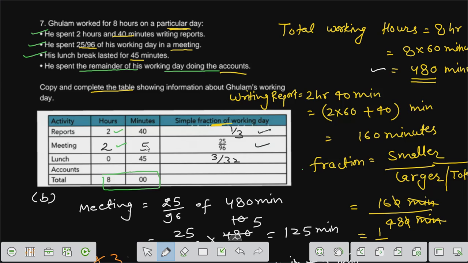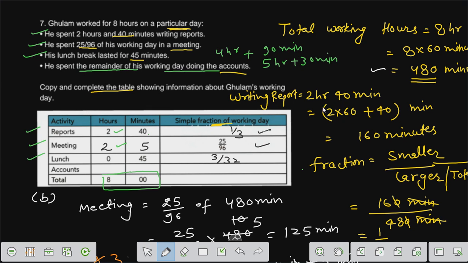So the total time is, if we change 2 and 2 is 4 hours plus 40 and 5, 45 and 45 is 90 minutes. It means 4 hours plus 90 minutes means 5 hours and 30 minutes. This is the time we have used in reporting, meeting, and lunch.